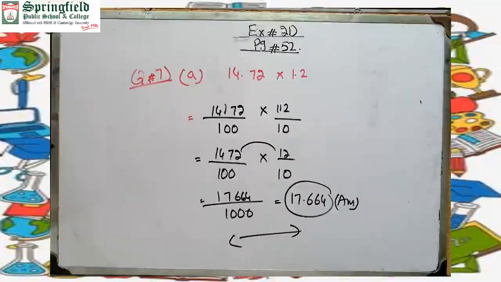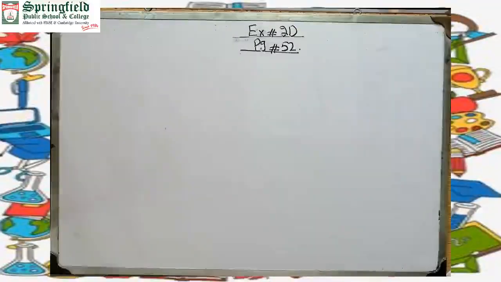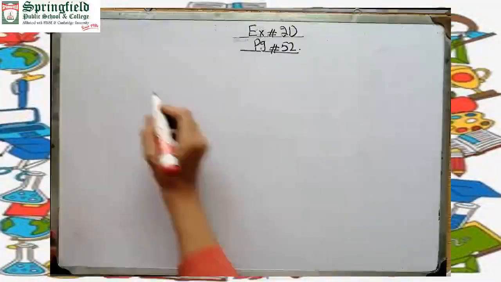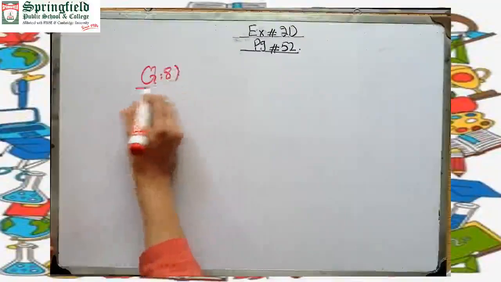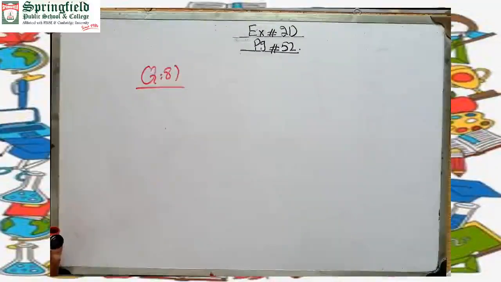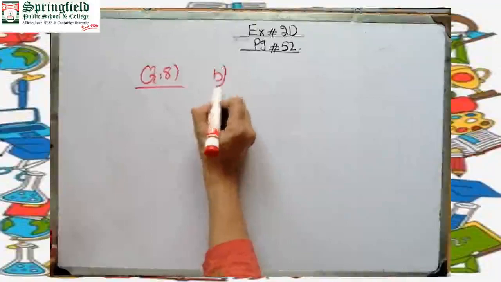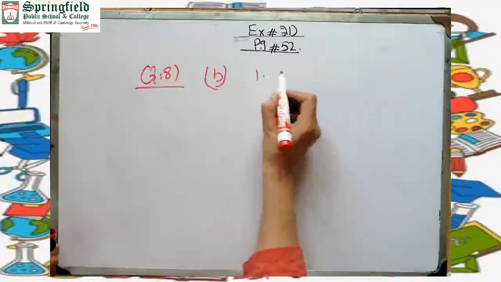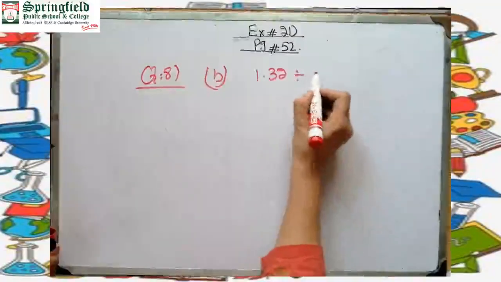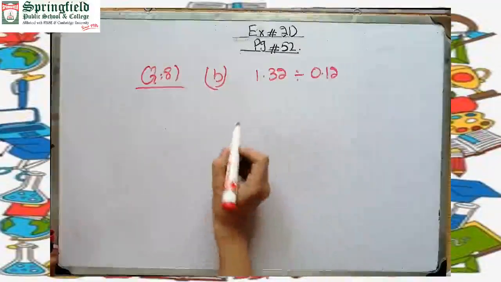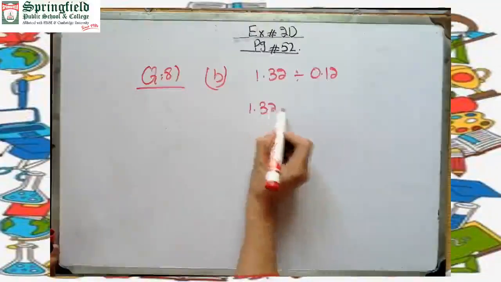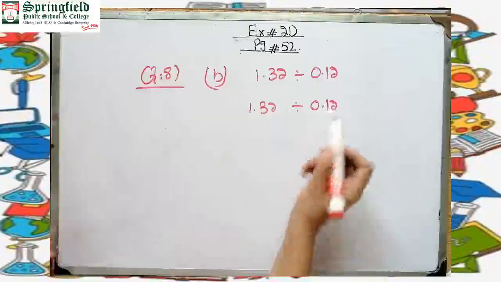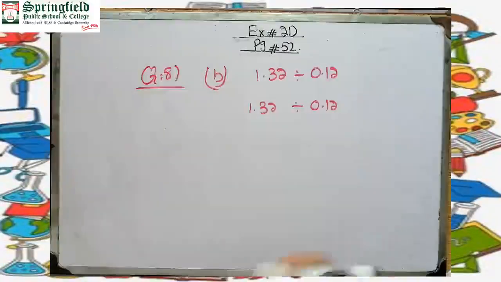Understood, beta? Okay. Now rest all the parts are your task. Now complete all the questions in your notebook. Okay, now come to the next question. Question number 8, part B. Again, there are two decimal numbers and they are being divided. So 1.32 divided by 0.12. How can we solve this question?